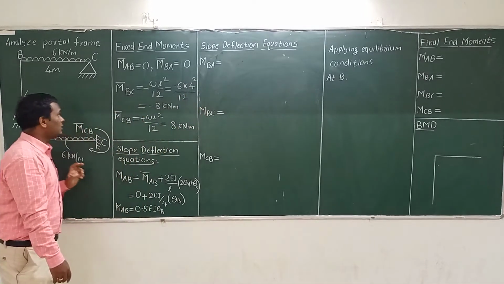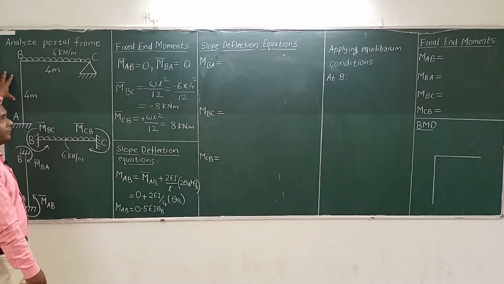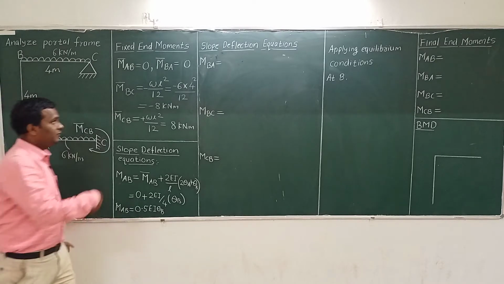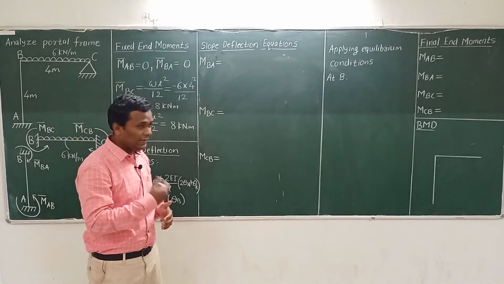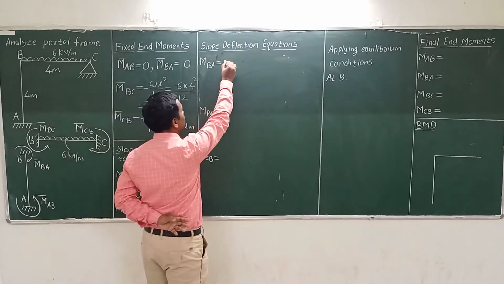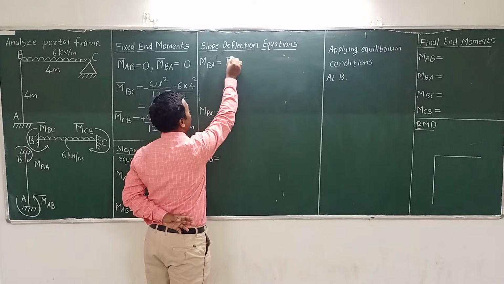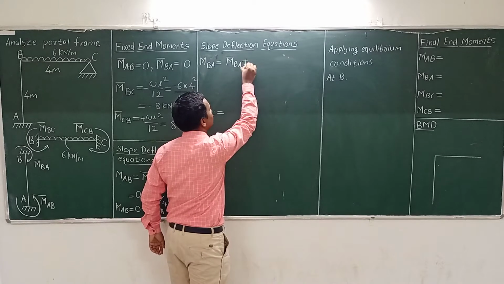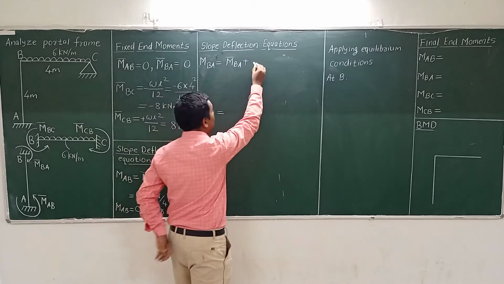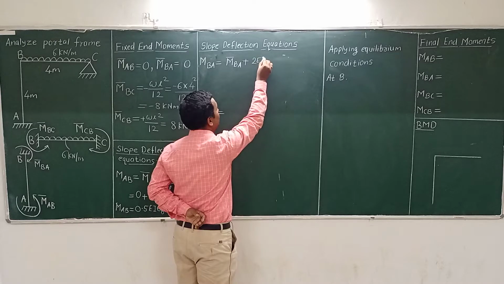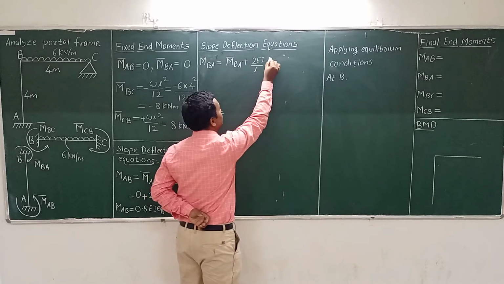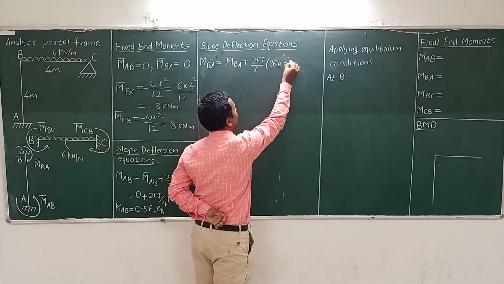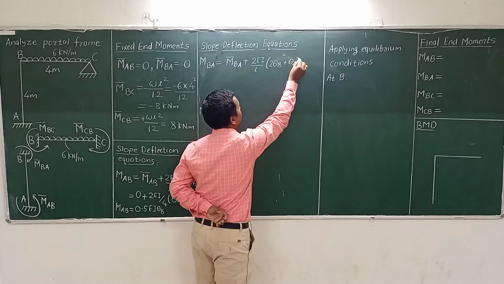Again it is for the same span, that is AB, but it is at joint B. Now in this case let us first write down this slope deflection equation. So that is equal to M bar BA plus 2EI upon L inside the bracket twice theta B plus theta A.